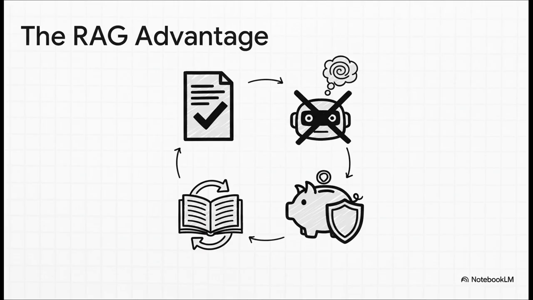And the advantages here are just huge. First off, it means you get factually accurate answers. This slashes the chances of the AI just inventing things, what we call hallucinating. But maybe the biggest deal is that you can continuously feed it new information without having to do a full, incredibly expensive retraining of the entire model every single time. That is a game changer.